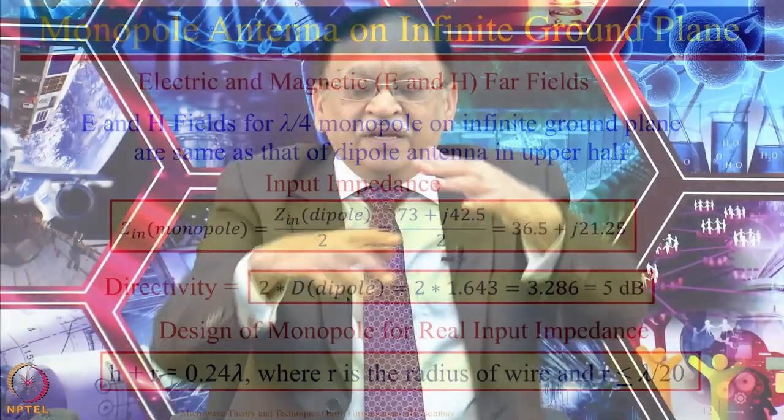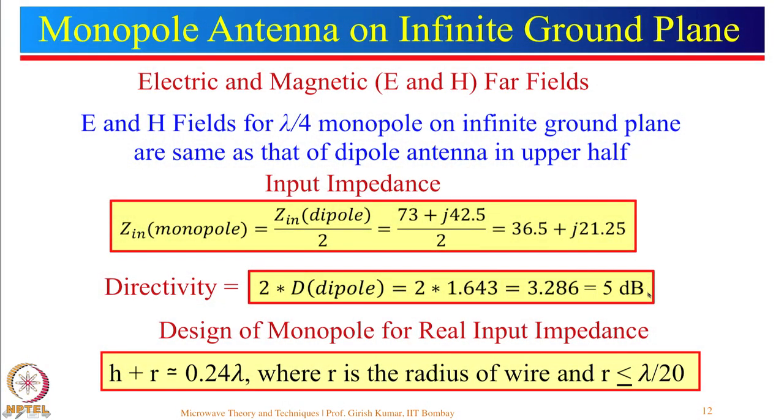antenna. Why? In case of a dipole antenna, it is radiating in this particular fashion. However, a monopole antenna on infinite ground plane will radiate only in the upper hemisphere, and since power is now radiated in half portion compared to a dipole antenna, that is why directivity is double of dipole antenna, which is approximately equal to 5 dB. So now design of monopole antenna for real input impedance is defined by H plus R equal to 0.24 lambda. I just want to mention, this is straightway coming from the dipole antenna.